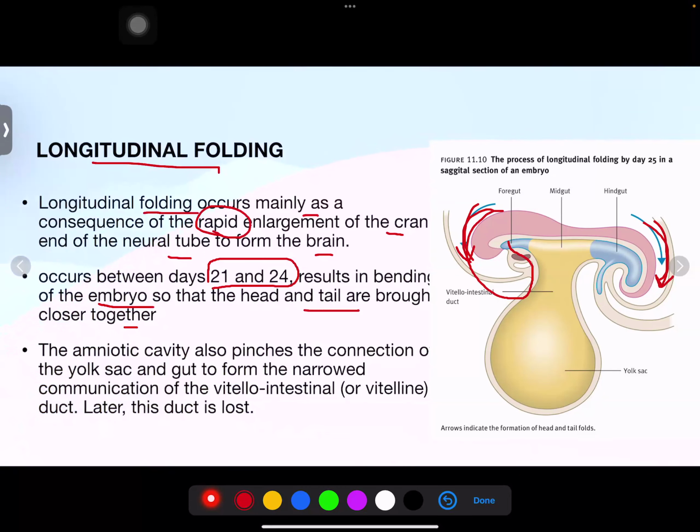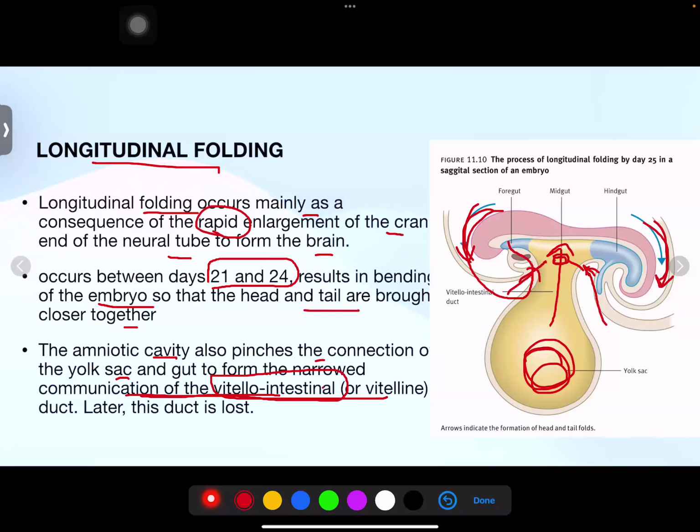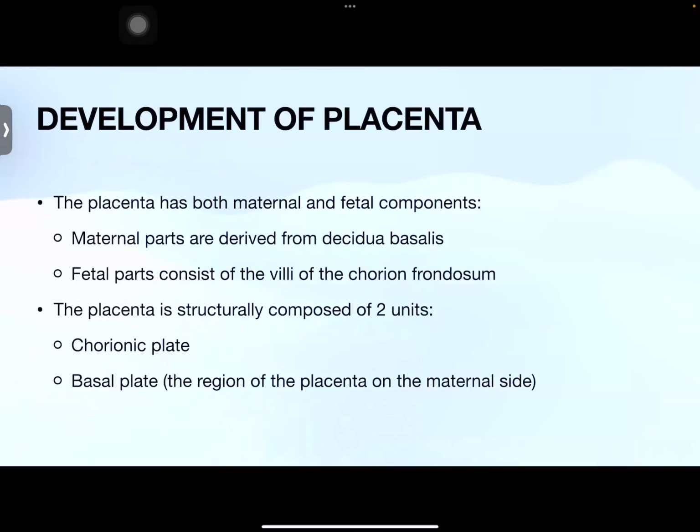And if you see this, the yolk sac is connecting to the midgut. The amniotic cavity pinches the connection of the yolk sac and gut to form the narrowed communication, the vitellointestinal duct. So these narrow down, and then only the vitellointestinal duct is formed, and later this duct is also lost. Okay, so the yolk sac would be separated from these things. So this was all about the development of the embryo.